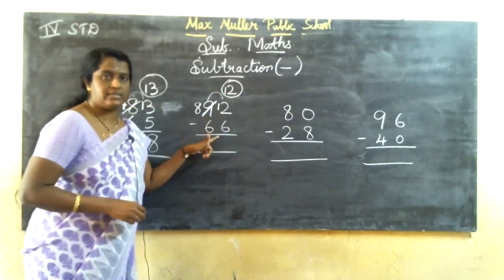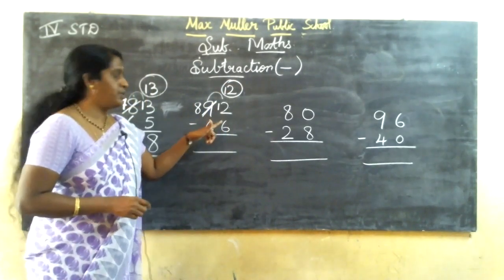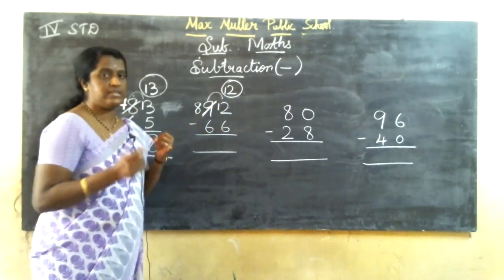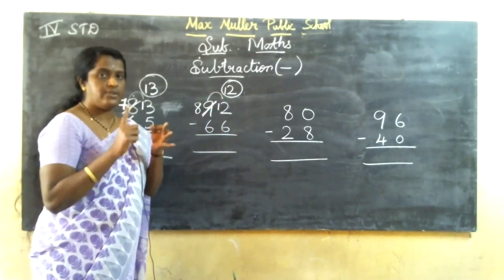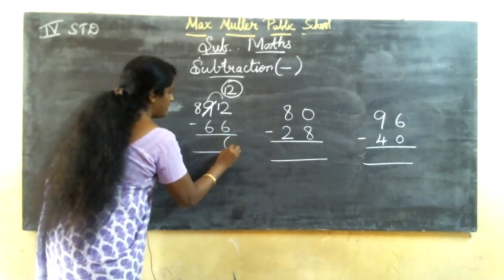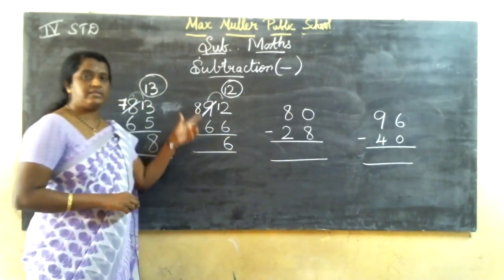12 minus 6. You are having 12 fingers? No. So 12, 6 afterwards, up to 12 you should count. 6 afterwards, 7, 8, 9, 10, 11, 12. So answer is 6.